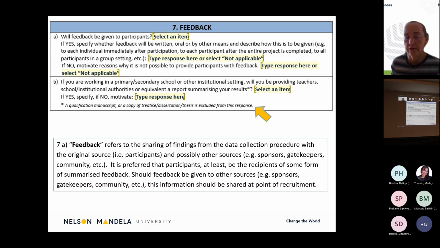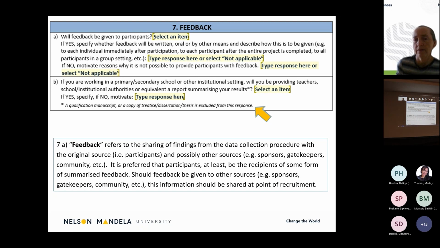If we look at the definition in that block at the start of our ethics form, feedback refers to the sharing of findings. Our participants, possibly you want to share with them, but you also may want to share with other sources, sponsors, gatekeepers, the community, later on. It is preferred that participants at least be the recipients of some form of summarized feedback. But very importantly, where you see the yellow arrow, it does not mean sending your whole treatise, dissertation, or thesis in an email to the participant after completion of your study. That is not the intention here.